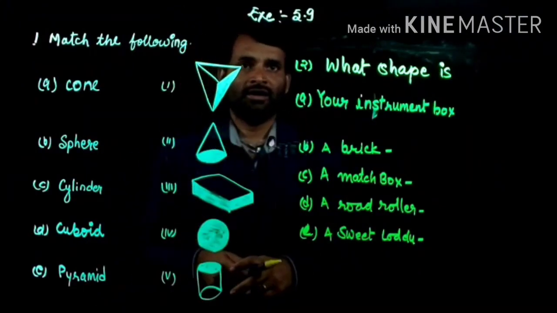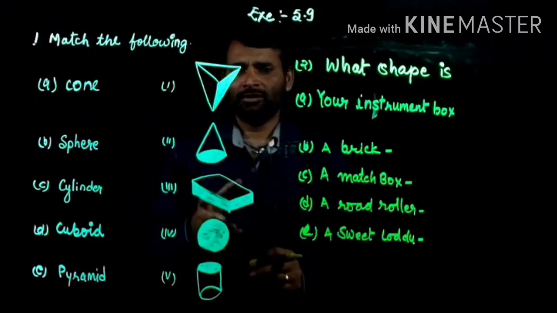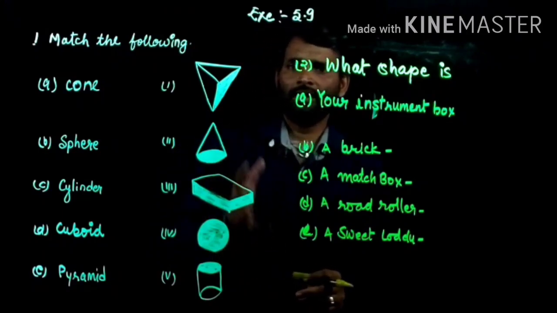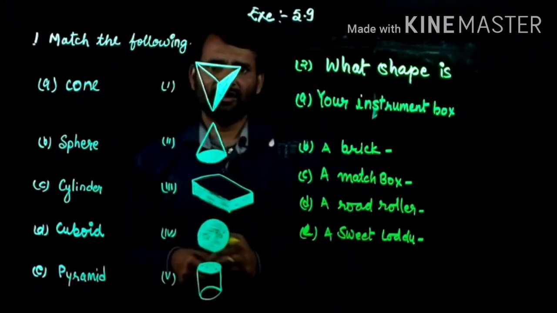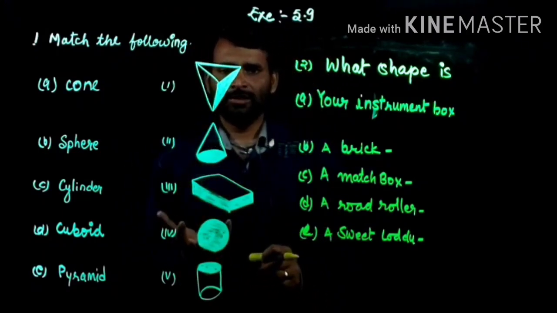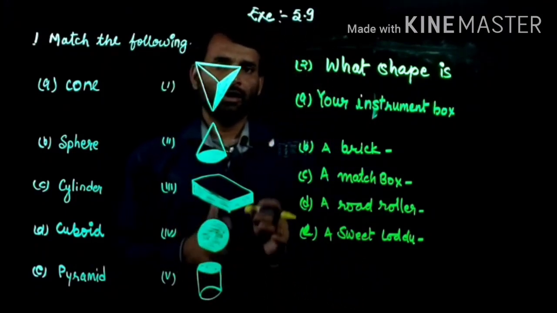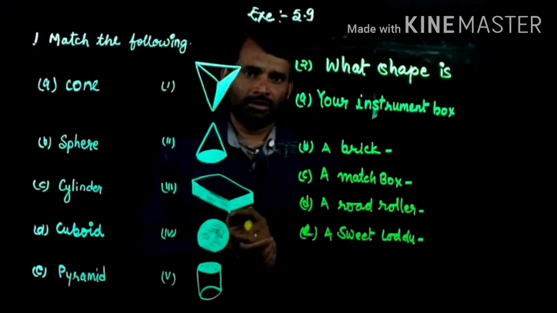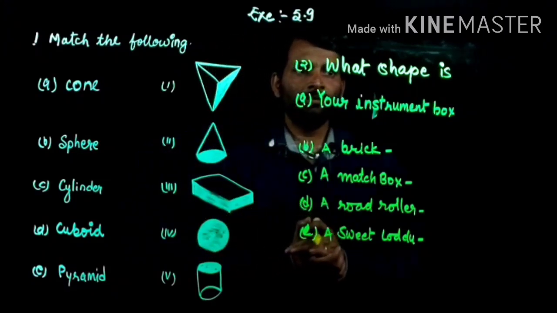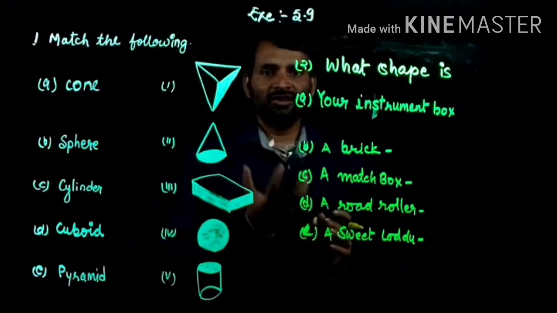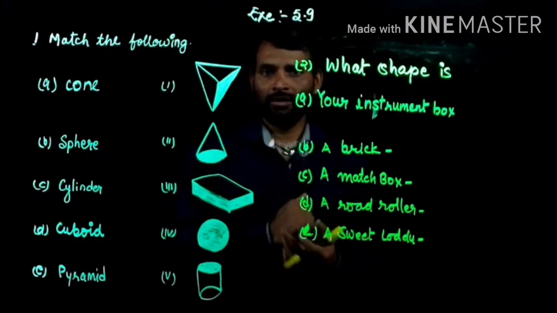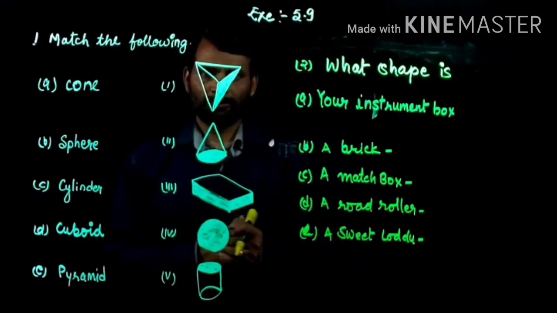Exercise 5.9. In exercise 5.9 only 2 questions will be solved. The exercise is based on 3D shapes. 2D shapes are the square and rectangle, and 3D shapes are the cube and so on. The basic difference between 2D shapes and 3D shapes is that 3D shapes can be held in your hand.